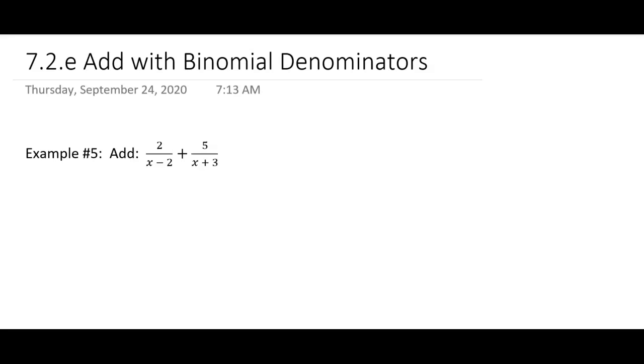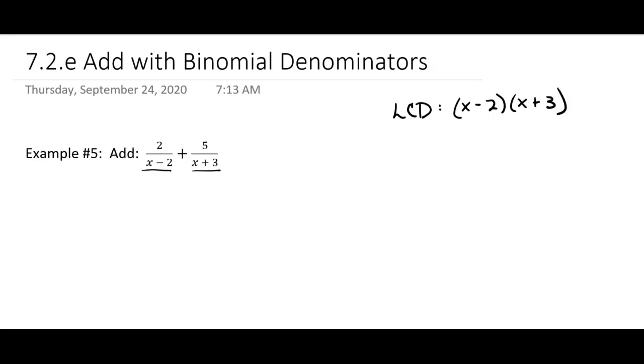So now we want to do some addition with rational expressions, and the denominators are not the same. In this case, we have a denominator of x minus 2 here and x plus 3 there. My LCD, I'll go way over here and write it, is x minus 2 times x plus 3. If we could factor the denominators, we would, but they don't need to be factored because they're linear. And so we just have a factor of x minus 2 and a factor of x plus 3.